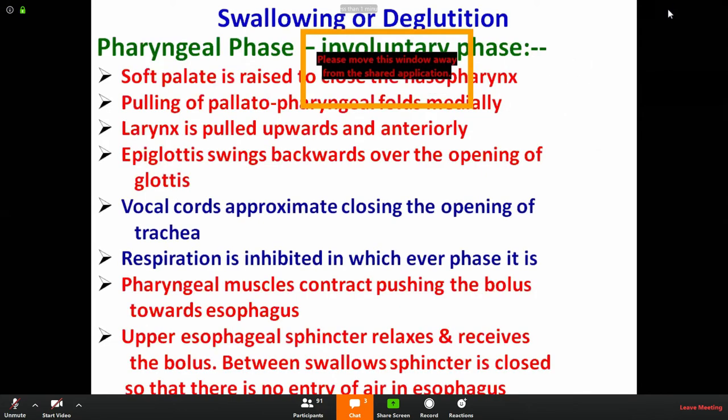Once food reaches the pharynx, the soft palate is raised so that the food doesn't enter the nasopharynx. There is pulling of the palatopharyngeal folds medially. The larynx is pulled upwards and anteriorly, and the epiglottis swings backward so that there is closure of the trachea. The vocal cords are approximated, closing the opening of the trachea, and there is inhibition of respiration.